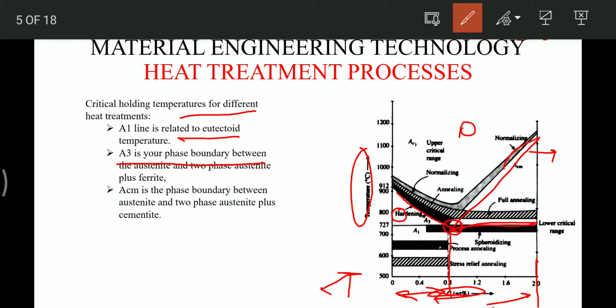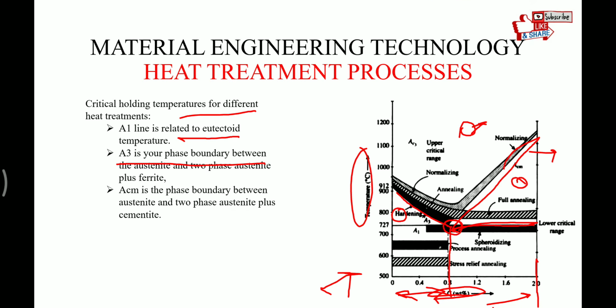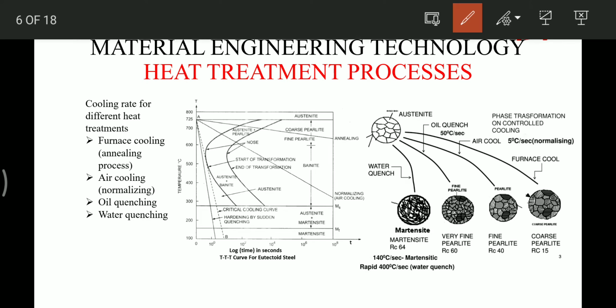Okay, and ACM is the phase boundary between the austenite and the two-phase austenite plus cementite. So this region is austenite plus cementite and this is the austenite. Okay friends, now the microstructure formed will totally depend upon the rate at which the specimen is cooled.